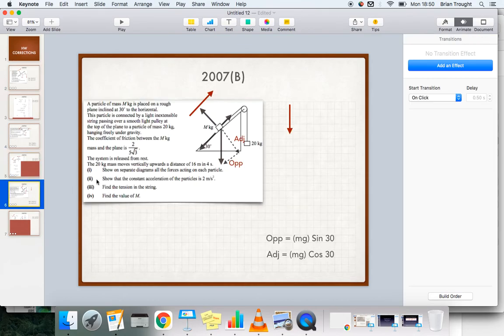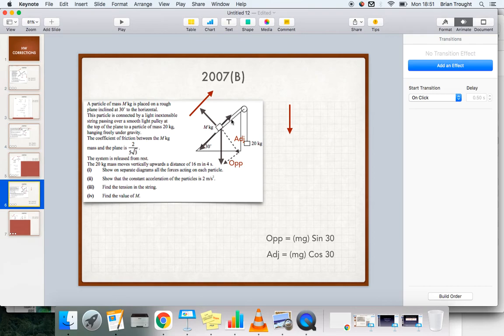Now, same idea. In this case, we don't know what the mass is, but I'm assuming it's less than 20 kgs. So I'm going to say this one is going to accelerate up. This one is going to accelerate down. The forces acting on this will be 20g and T. So the formula will be 20g minus T is equal to 20 by the acceleration.